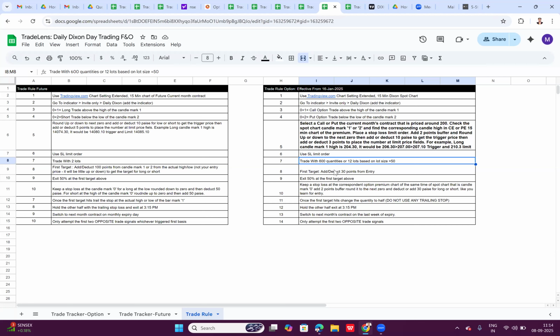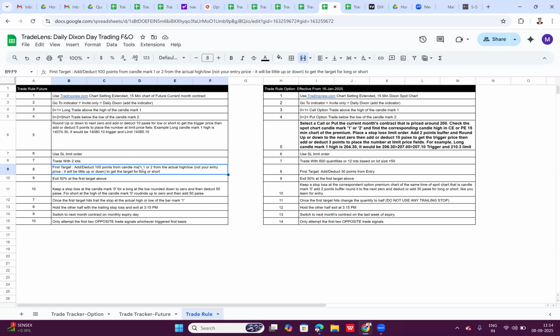Half the quantity you have to book in profit. If you are trading 12 lots, if you are trading with a capital of 1,20,000, then first half the quantity we have to book at 9,000 profit. First half the quantity we have to book at a profit of 30 points. This 30 points is in premium. Okay, the future first target is 100 points.